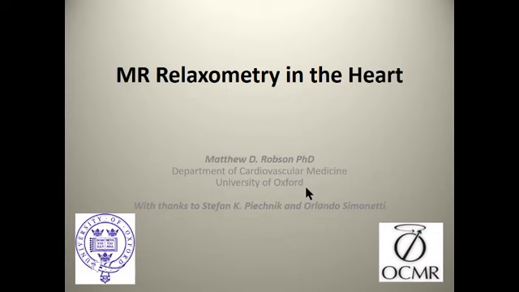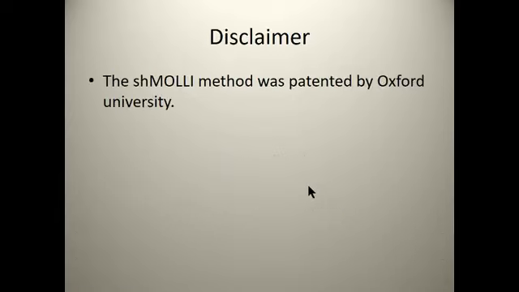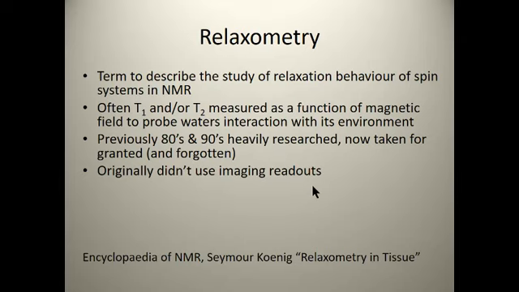Okay, so I'm going to talk about relaxometry of the heart. Some disclaimer there. Relaxometry is an old-fashioned term, actually, to describe the study of relaxation behavior of spin systems in NMR. Often T1 and T2 were measured as a function of magnetic field strength, something we don't do anymore, to probe the water's interaction with its environment. In the 80s and 90s, this was a hugely big field, and people were trying to understand the water and what was going on. But now we take it for granted, and especially in cardiac MR, we've kind of forgotten it. So it's interesting that we're rediscovering it again.